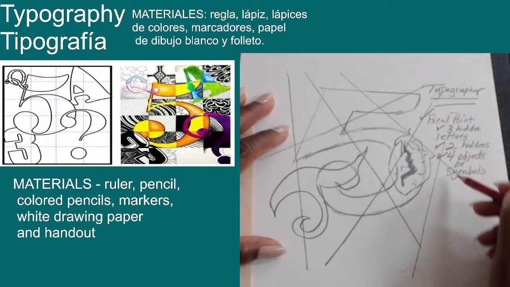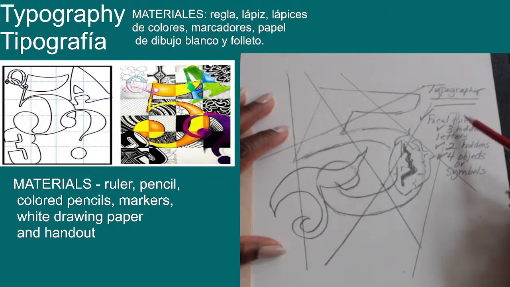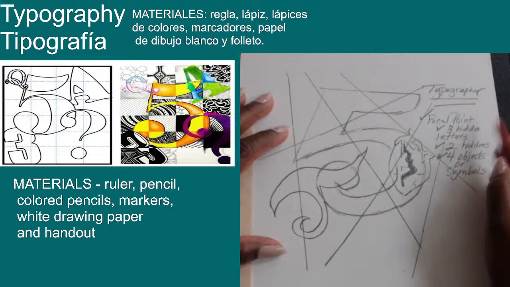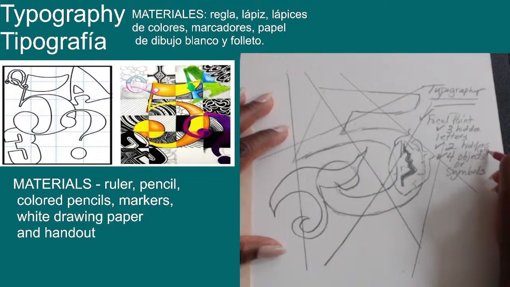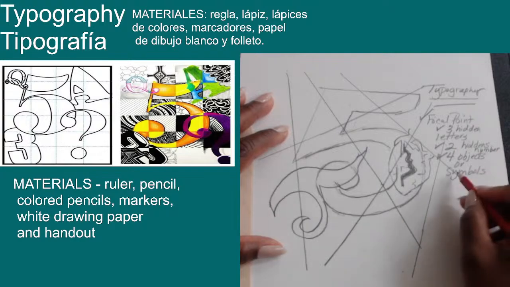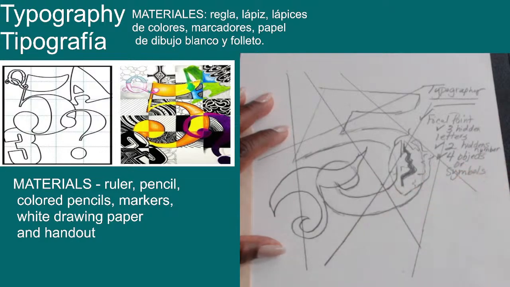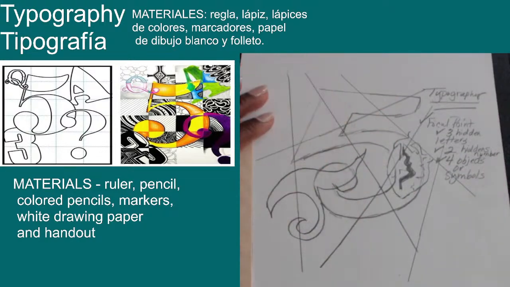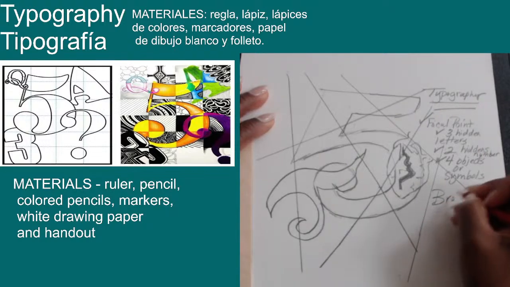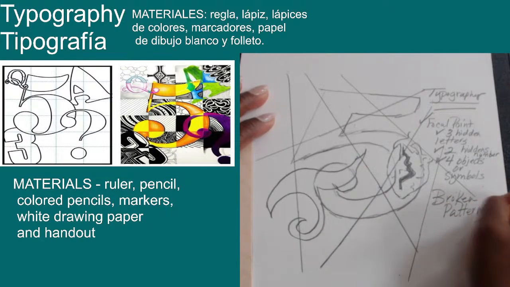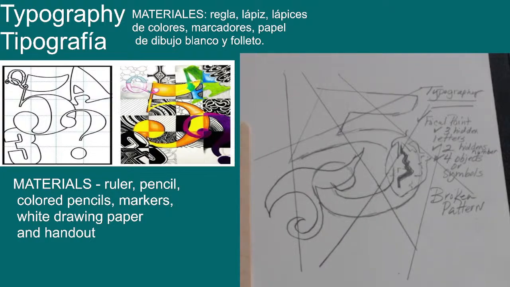All right, so here's your bullet points of what you need. A focal point that stands out the most, that's the emphasis. You need 3 hidden letters, 2 hidden, what did I say? 2 hidden numbers, 4 objects or symbols, broken up, broken pattern. That's our second assignment. Y'all ready for it?